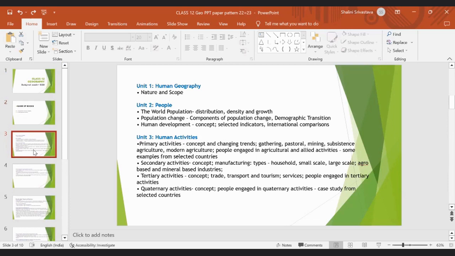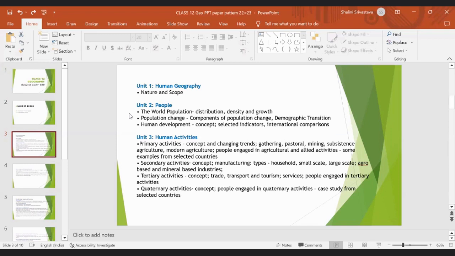In book one, Fundamentals of Human Geography, we have these units. The first unit is Human Geography, in which nature and scope. Unit 2 includes people in the world: distribution, density and growth of population. Also, we are going to read about population change. The third thing we'll read here is human development.